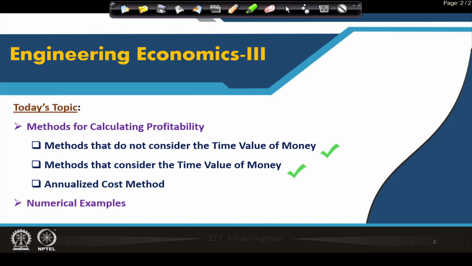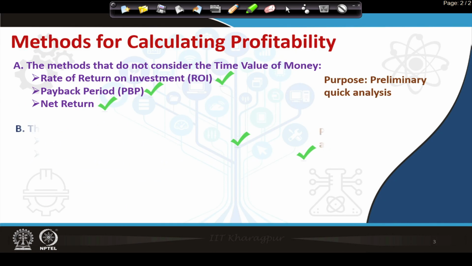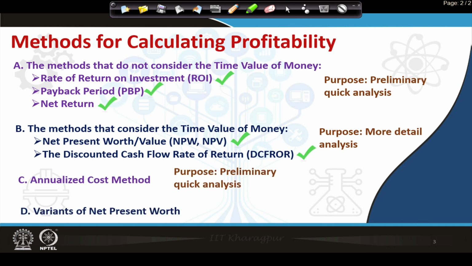Welcome to lecture 24 of Plant Design and Economics. We will continue our discussion on profitability analysis. We have talked about methods for calculating profitability, the methods that do not consider the time value of money, the methods that do consider the time value of money. Today, we will talk about annualized cost method and some variants of net present worth.